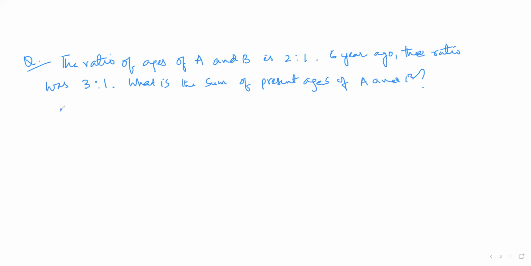Okay. Option number 1, 24 years. Option number 2, 26. Option number 3, 34. Option number 4 is 36. Okay, please try this question. 36, sir. 36, right?